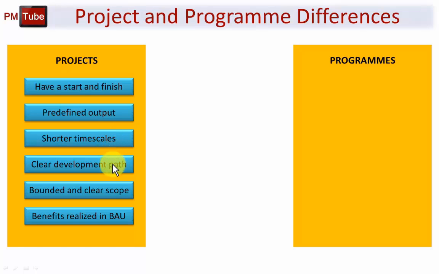A project, however, does have a clear development path, simply because we know what the output is. We know the functionality that needs to be met and the products and their criteria that need to be met. So projects tend to be well bounded with a clear scope. And the benefits are realised in business as usual, just the same, by the way, as programs. Let's now check them out.